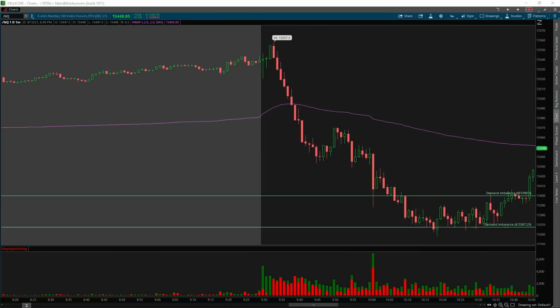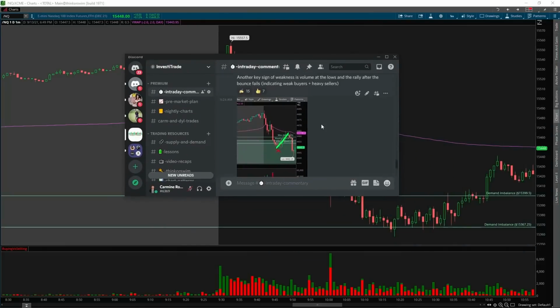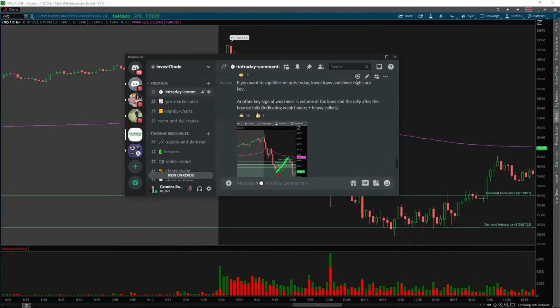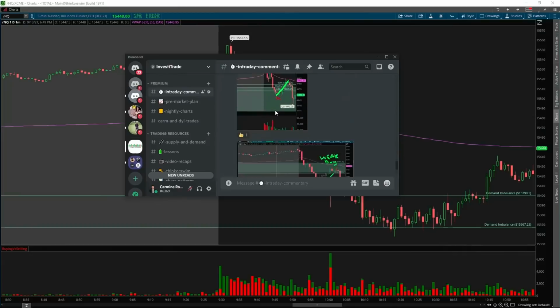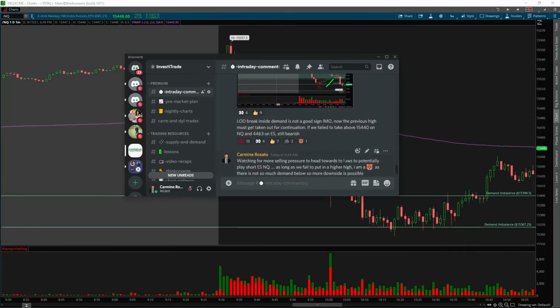I was telling members that if I'm still bearish below this high right here at 15440, it's because I want the market to continue making lower highs. So I was going over weak buying here. Weakness at the lows, rally bounces fail, indicate weak buying. Watching for more selling pressure to head towards the lows.